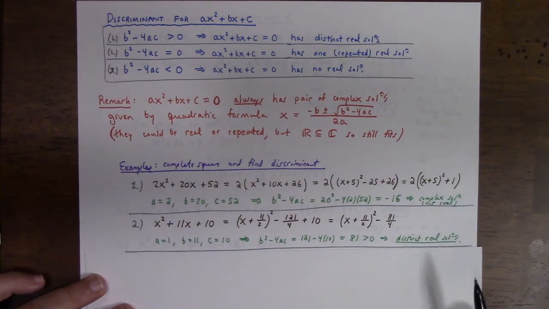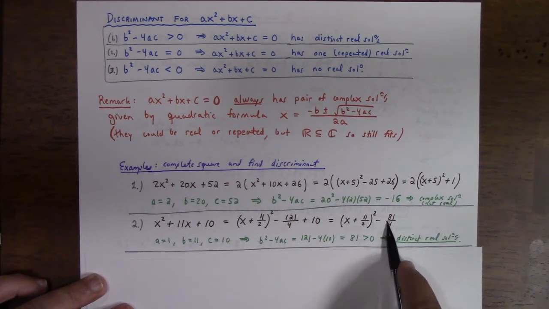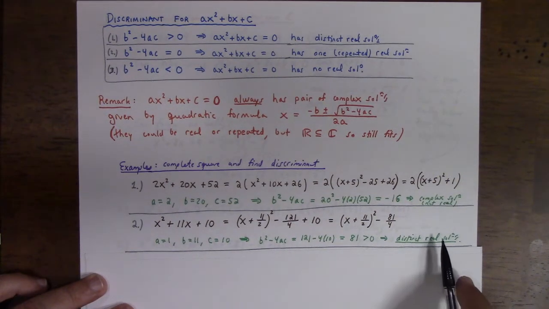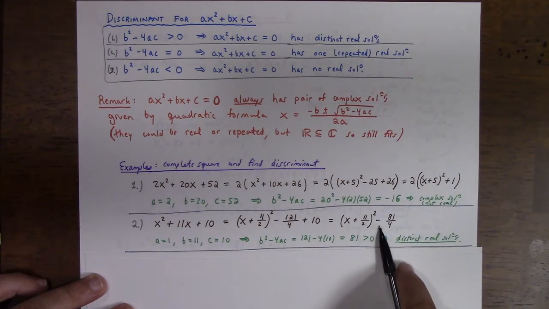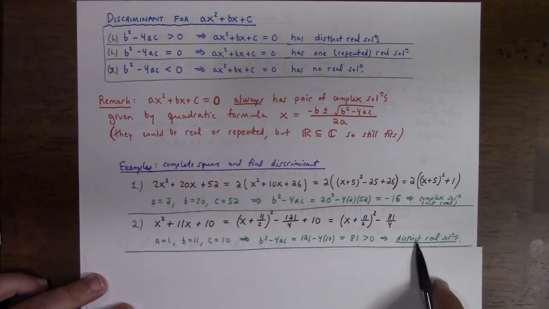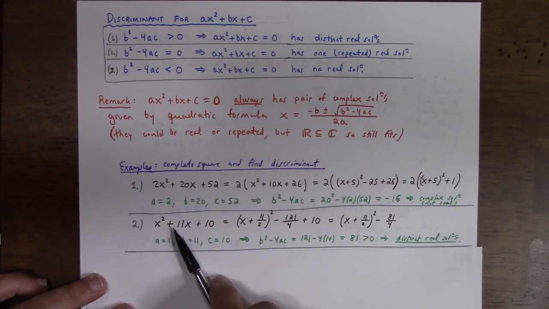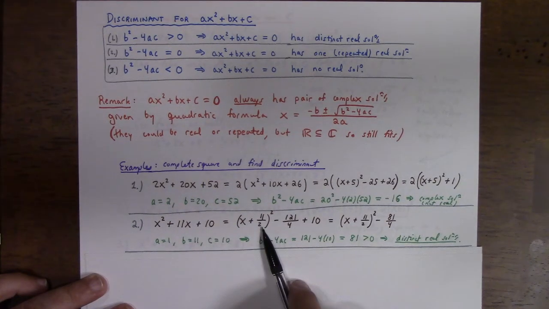This time we complete the square and we get a negative. The discriminant's actually positive. That means distinct real solutions. That's not an accident. When you complete the square and you get a minus, it indicates that you've got distinct real solutions. So again, just to run through the steps, I divide the middle term by 2.